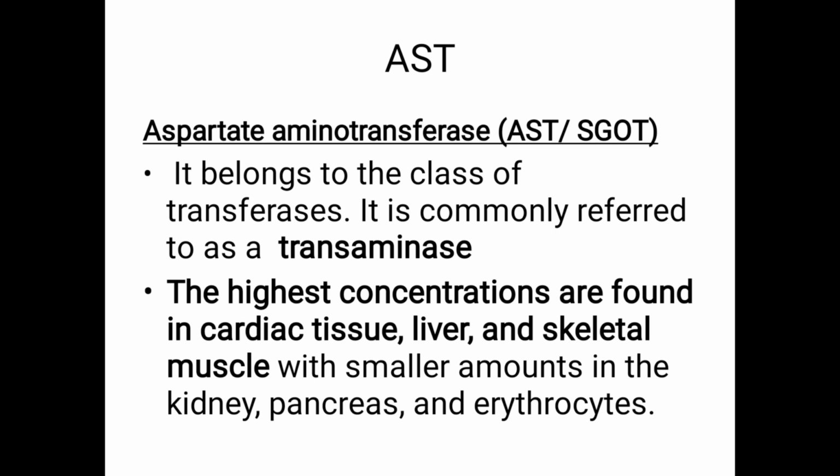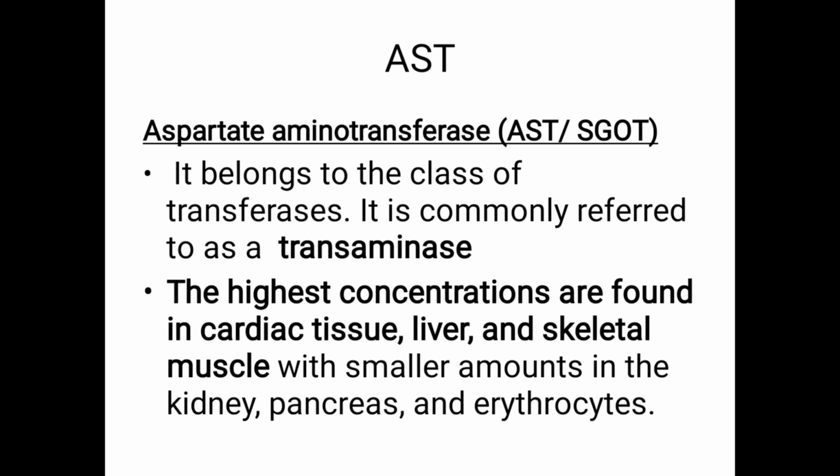The highest concentrations are found in cardiac tissue, liver, and skeletal muscle. So remember, for this AST, the highest concentration is present in liver, then cardiac tissue and skeletal muscle. But the next enzyme I am going to deal with, ALT, is particularly for liver. So this is a point you have to mention.